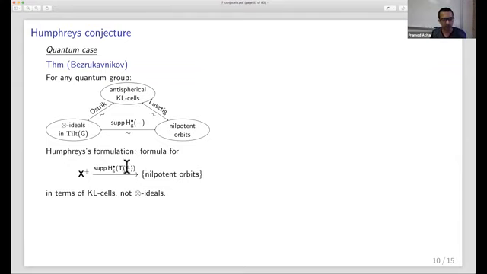He conjectured a formula for the support of the cohomology of any tilting module, and he gave a formula which is in terms of antispherical cells. There's no mention of tensor ideals, but once you have Ostrik's bijection, then Humphreys' conjecture becomes equivalent to saying that this triangle commutes, and that's what Roman proved.